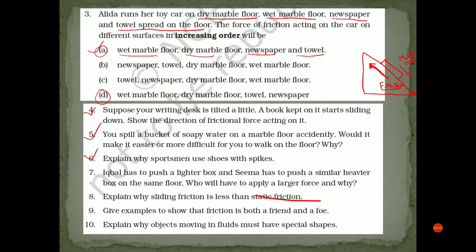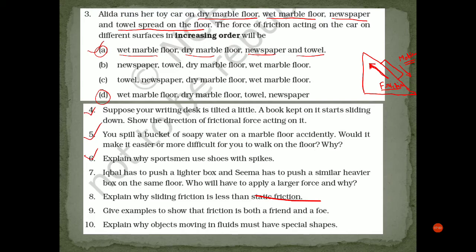Explain why sliding friction is less than static friction. This is a very interesting question. Why is static friction more? With static friction, when the object is stable, at rest, the surfaces get enough time to interlink or interlock with each other. But when the object is moving, in motion, the surfaces won't get enough time to interlock, and accordingly the frictional force will be lesser. So it's a simple idea, let me tell you. It won't get sufficient time to interlock between the surfaces. That's it. So very simple.